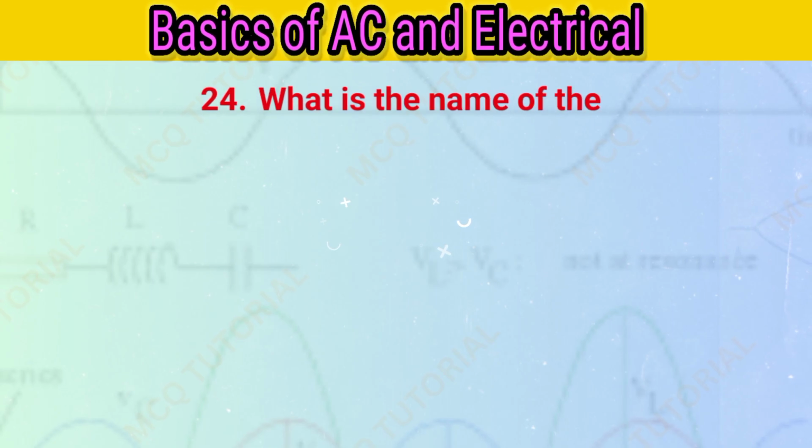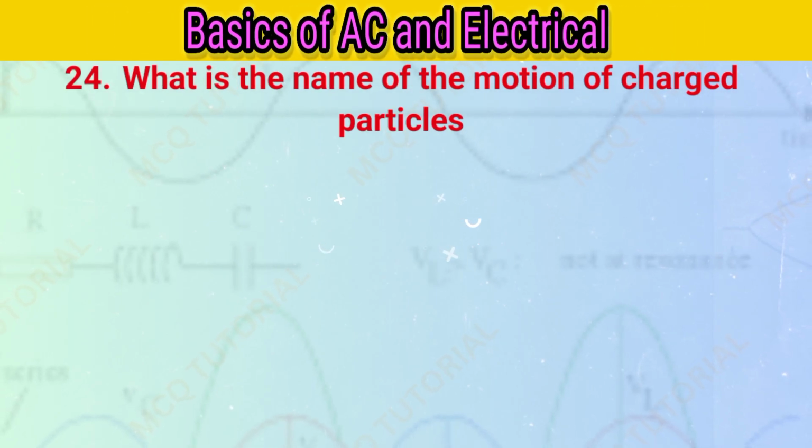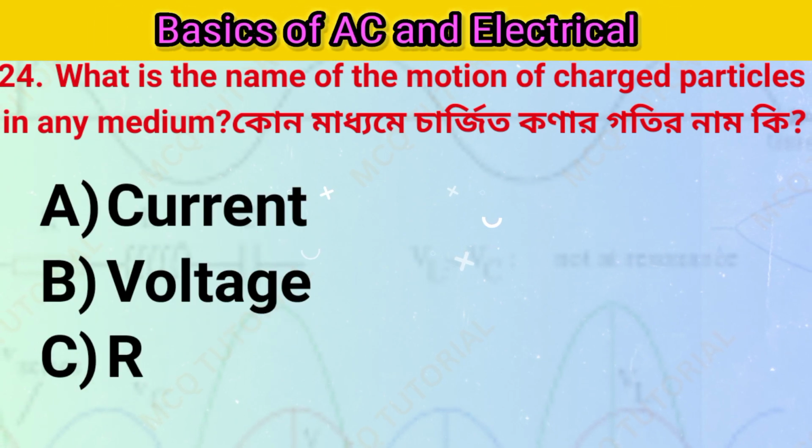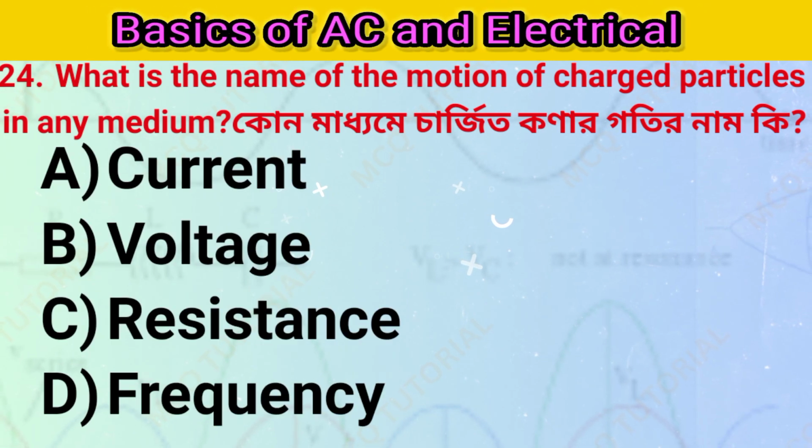Question 24. What is the name of the motion of charge particles in any medium? Option A current, option B voltage, option C resistance, option D frequency.